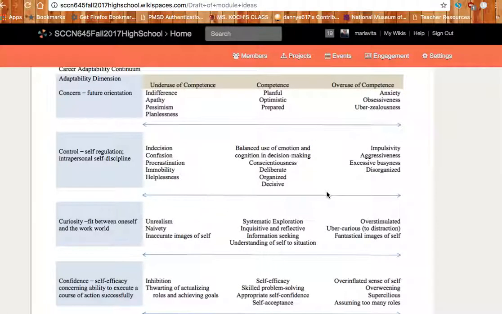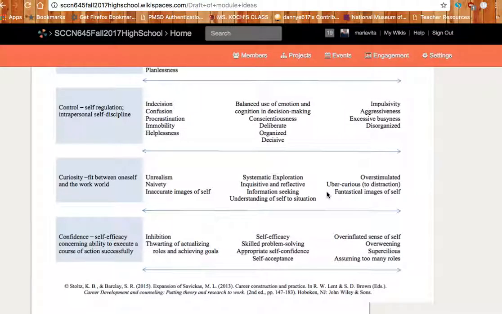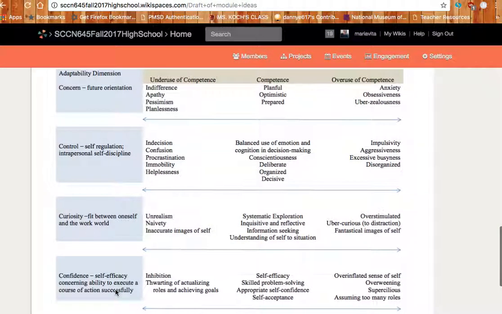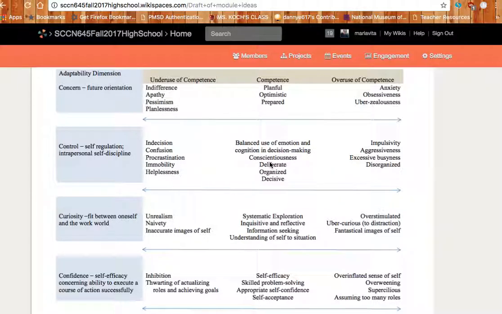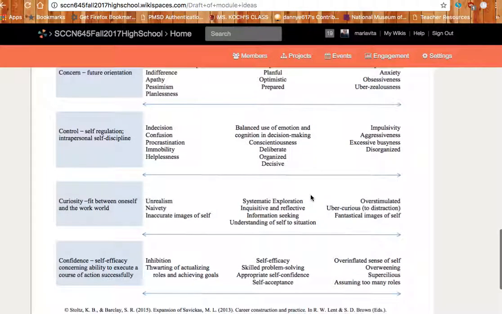Just looking at an explanation of Savickas's career construction theory by Stoltz and Barclay, people who have career adaptability basically have 4 areas where they do well. The concern for the future, they have a planful and optimistic attitude. In terms of control, they are deliberate and decisive. They have a balanced use of emotion and cognition.